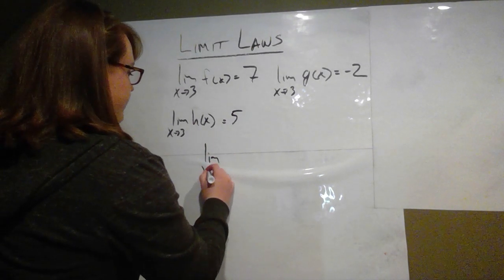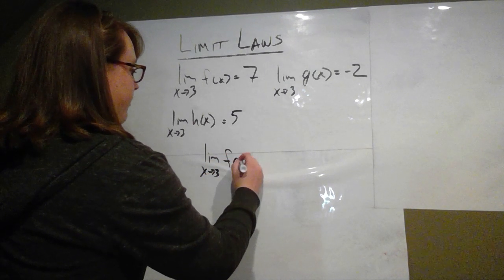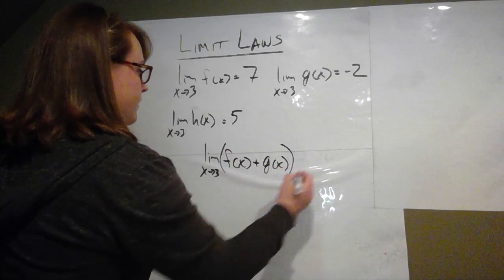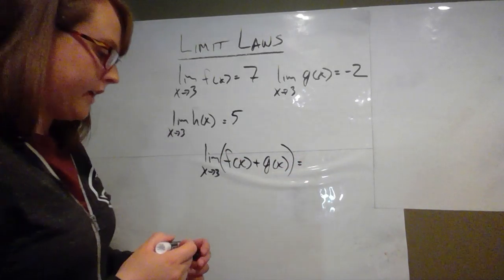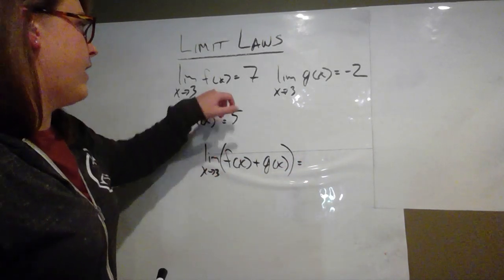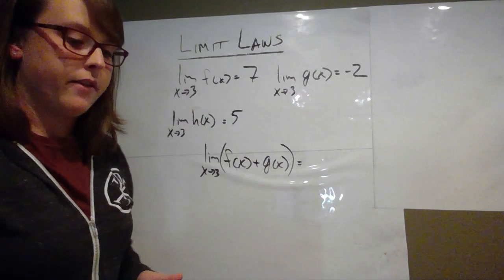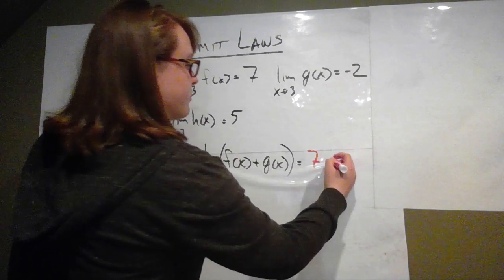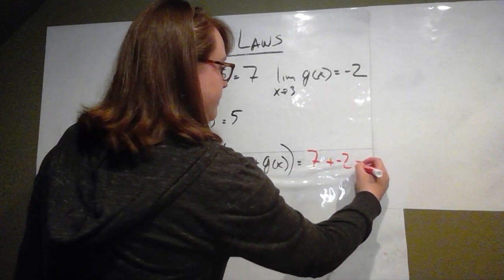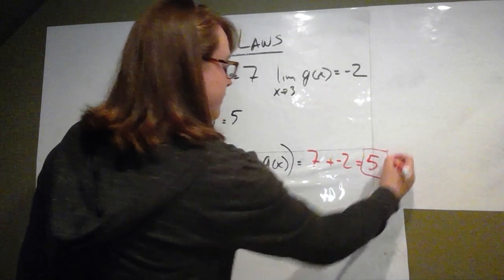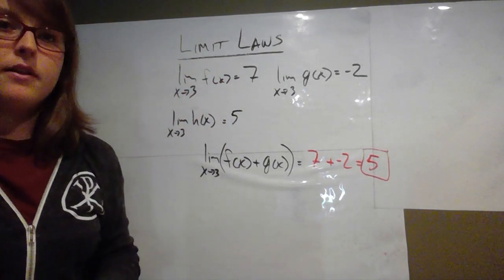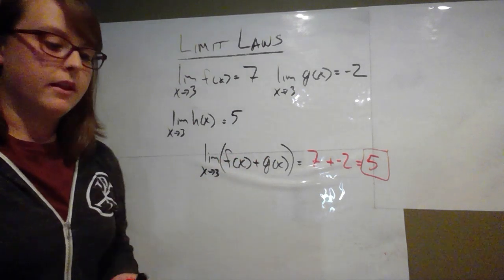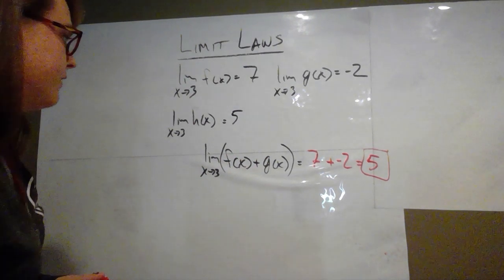For the first one, let's do something simple. The limit as x goes to 3 of f of x plus g of x. This is the case where we just take the limits of f of x and g of x and add them together. The limit of f of x was 7, the limit of g of x was -2, so plus -2, and we get 5. So there's an example using the addition limit law. All right, let's do another.